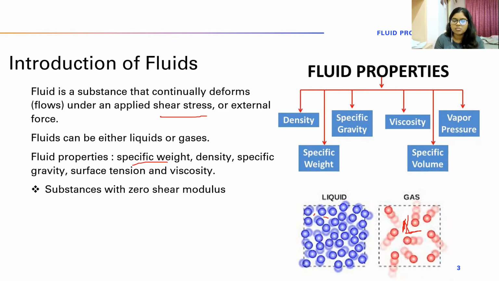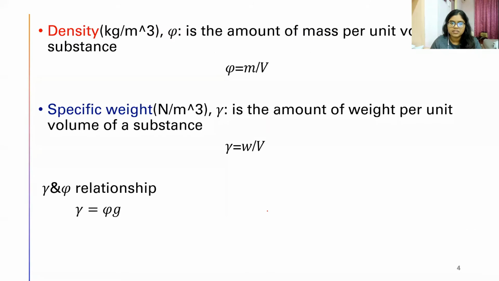For example, specific weight, density, specific gravity, surface tension, and viscosity. So fluids are substances with zero shear modulus, which means they are substances which cannot resist any shear rate. So the first fluid property is density. Density is given the symbol rho, and its unit is kilogram per meter cube. So I've given here the SI system. You can also change it to the US customary system, which is slug per cubic foot.